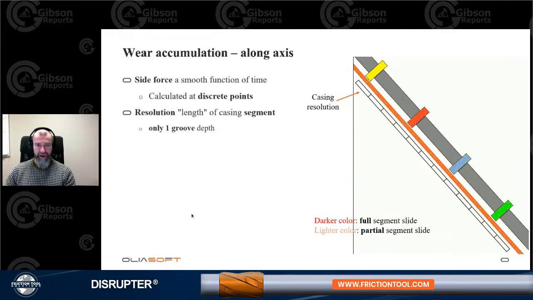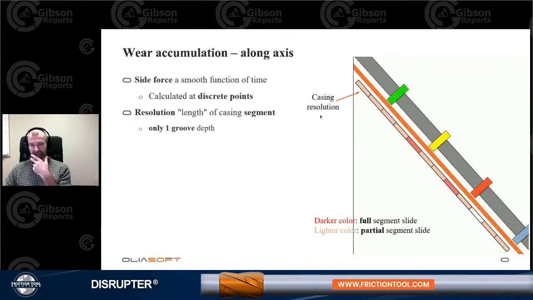Of course, there is more to wear accumulation. We're not just accumulating at the cross section. We are also accumulating as we are moving down, so in the axial direction. So we know that the side force changes with time, right? So we calculate the side force basically at discrete points in time, or at discrete MD points. And that's what I'm trying to illustrate here on the right-hand side. For this little illustration, I've set the resolution of my casing, these squares that you see like a ladder going down.